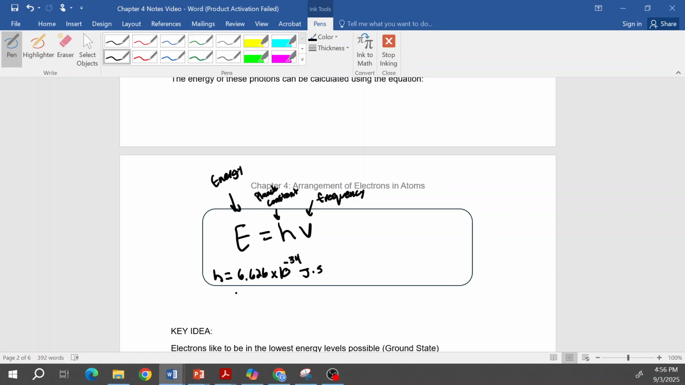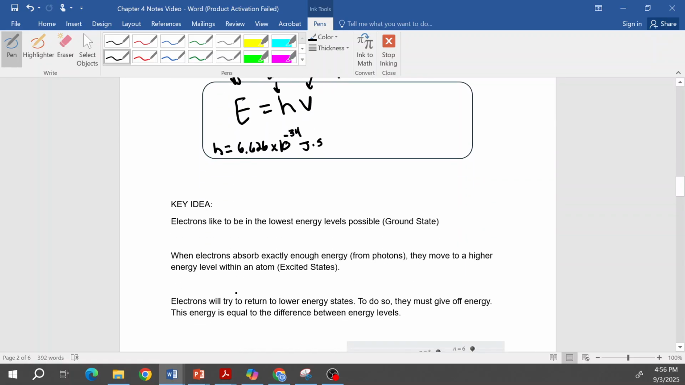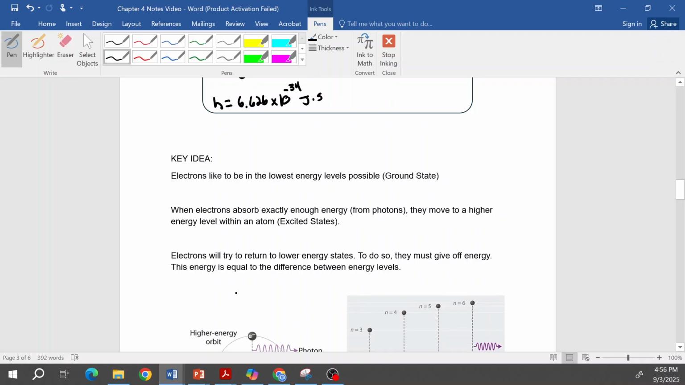Okay, here's the key idea. The biggest thing that I want you to take away from this section is dealing with electrons within the atom. And you're saying, well, Mr. Williams, we just spent the whole time talking about light. That has nothing to do with electrons. Well, it kind of does. Here's how we're going to connect the two concepts. The first thing we need to know is that electrons like to be in the lowest energy levels possible.